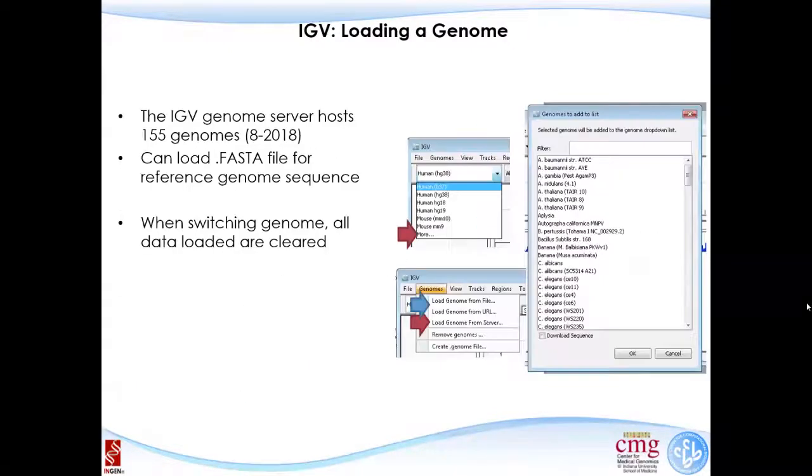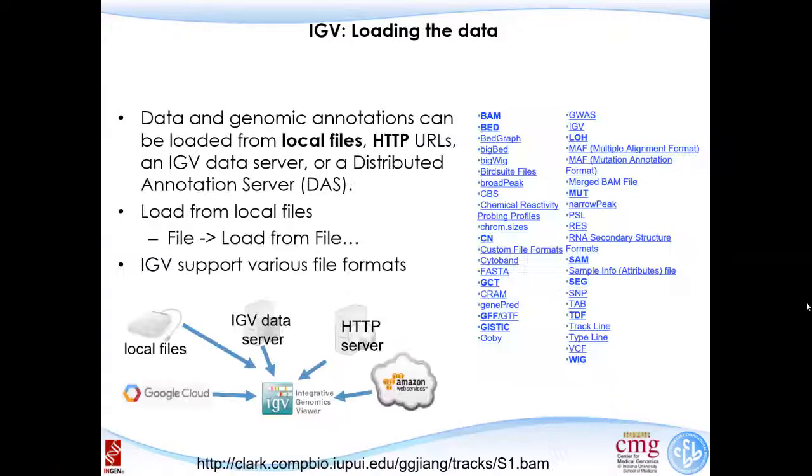The second step is to load the data, the track. And IGV provides several options. You can load from a local file, HTTP server, FTP server, IGV server, or distributed servers like Google Cloud and Amazon Web Services. You know, all kinds of services you can load the data from.